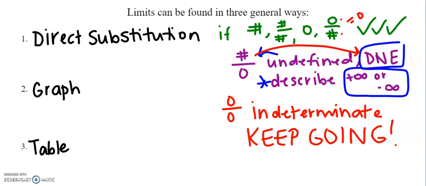Okay, so 0 over 0, keep going. I like to think about it like Dory swimming. 0 over 0, just keep swimming, just keep swimming. You're gonna keep going, okay?